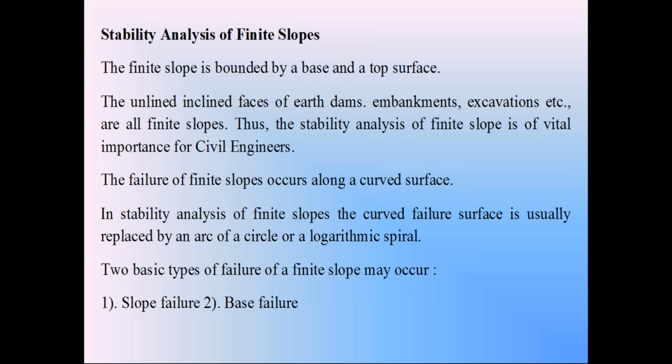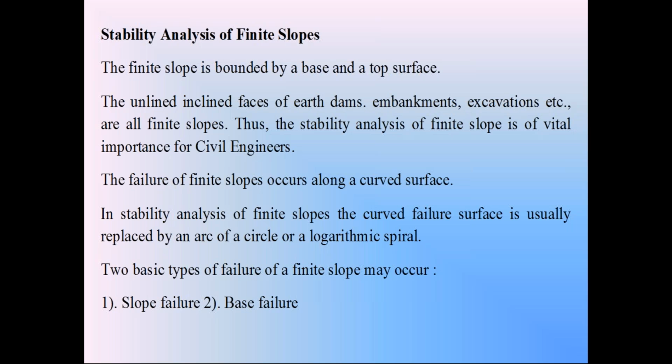We know that finite side slopes have two types of failures. One is the rotational failure. The next one is the wedge failure. Although we also have the combined failure in the finite side slope, most finite side slopes are subjected to these two types of failures.